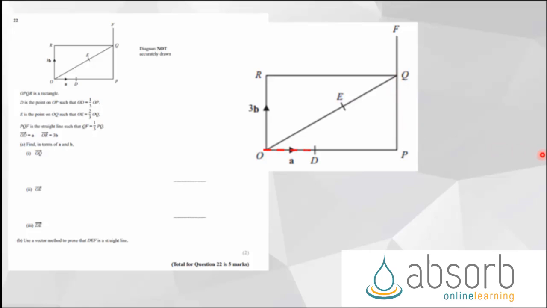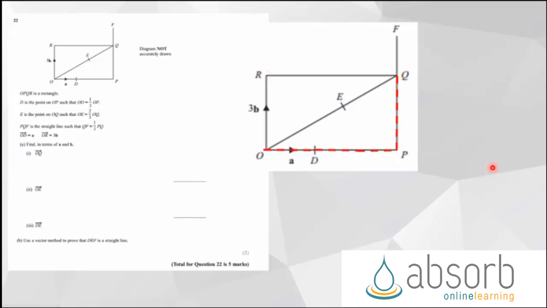Now, the first step here is to move along OD, which is vector A. That's 1/3 of OP. We're told in the question that D is the point on OP such that OD is 1/3 of OP. So we've moved 1/3 of this direction, and we can move another 2 steps. That would be 3A altogether. We've moved 3 steps that are all exactly the same size in the same direction, so that works out as 3A. And then we move vertically to get to the point Q. We've finally arrived at where we're supposed to be.